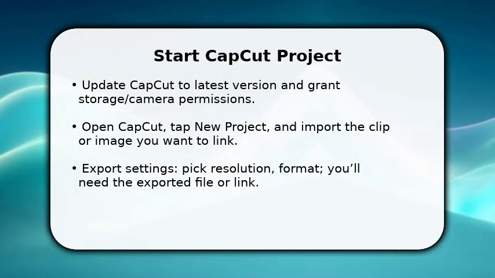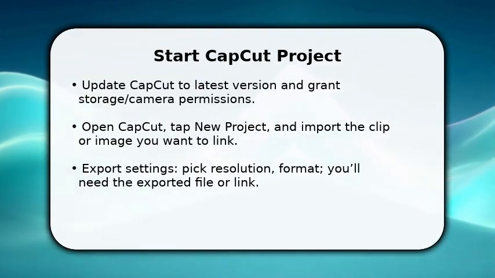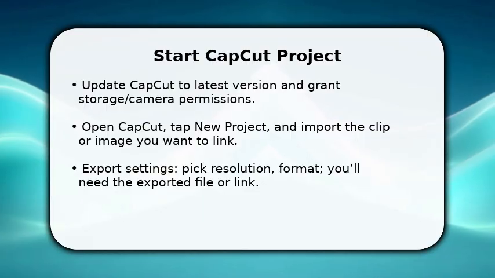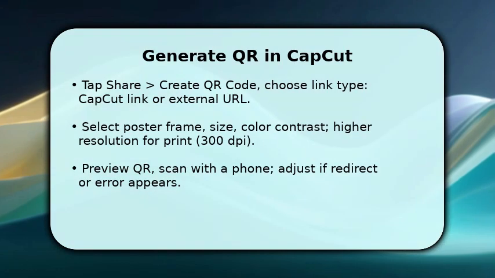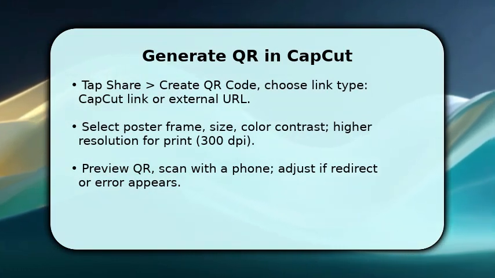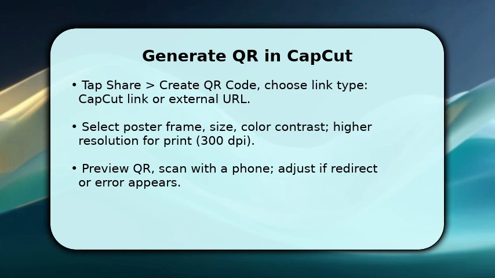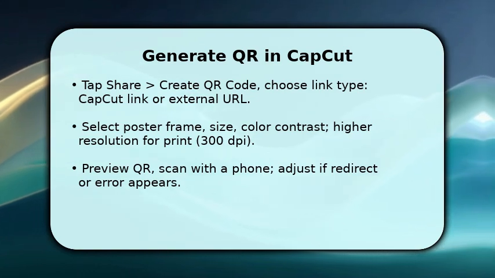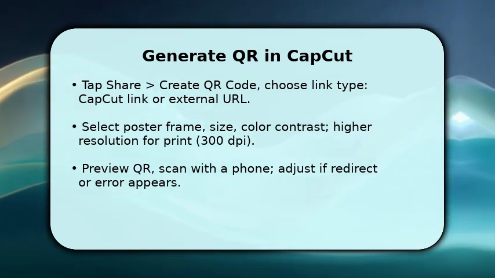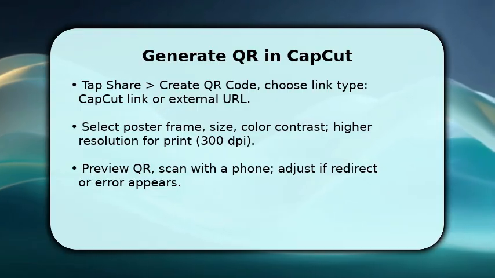After export, tap Share to reveal sharing options, where Capcut exposes the QR creation tools you'll use next. You now generate the QR directly from Capcut's Share menu. Choose whether the QR links to a Capcut project, exported file, or an external URL. This affects accessibility and editing later.